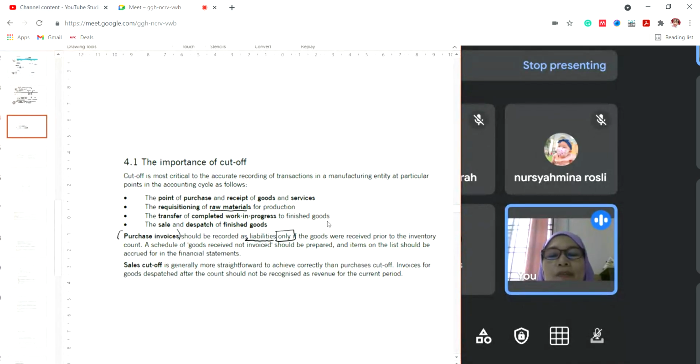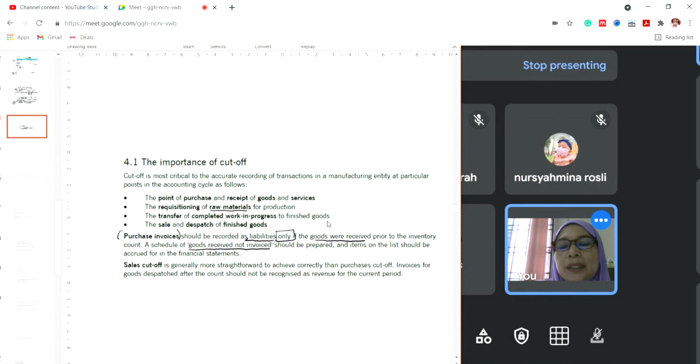A schedule of goods received not invoiced. Barang dah sampai tapi belum invoice. Goods received not invoiced should be prepaid and items on the list should be accrued for in the financial year. So to show that it is completely recorded, the purchase invoice should be recognized as a liability only if the goods were received prior to the inventory count.